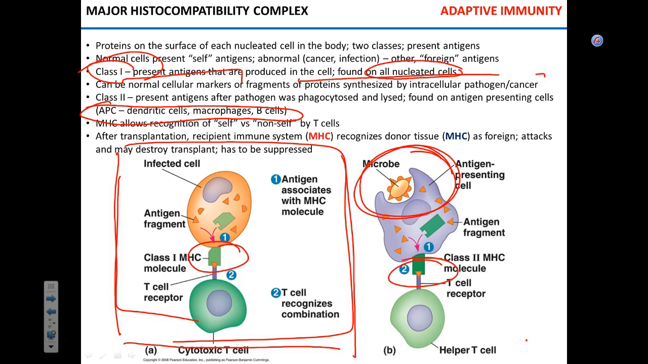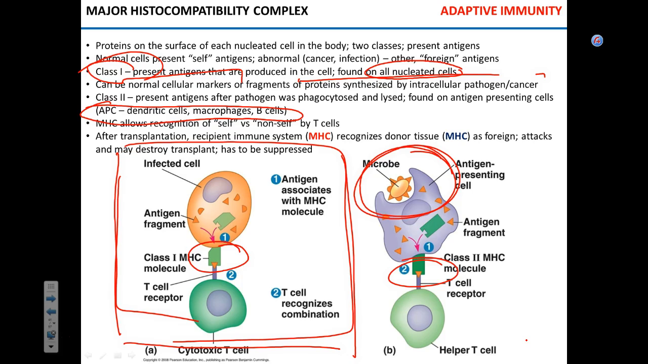Does that make sense? Go and kill everything that bears that antigen. Antigen-presenting cells essentially teach T cells. They tell them, this is what you're going to search for. Does that make sense? So it's recognition of self versus non-self.